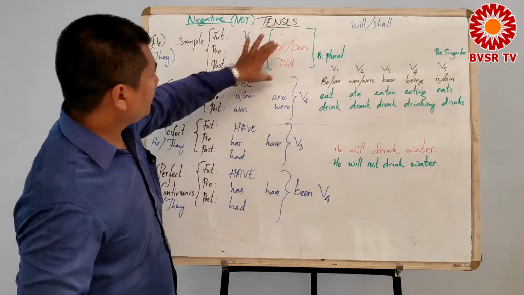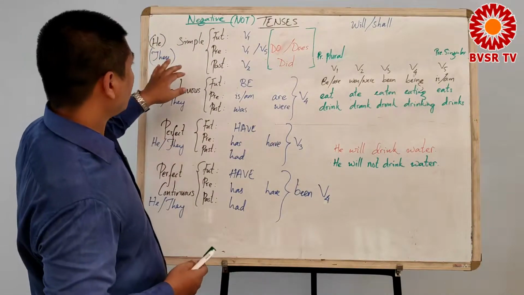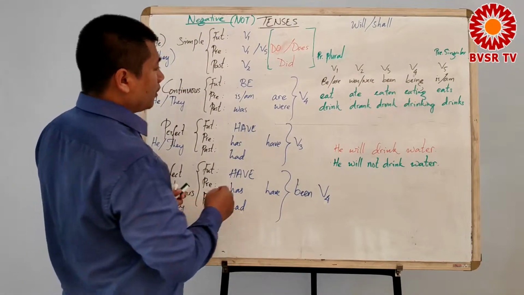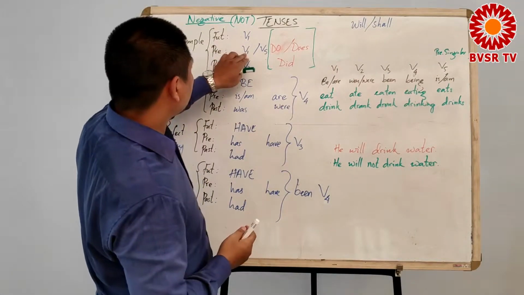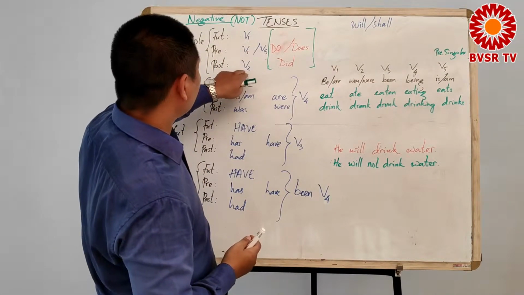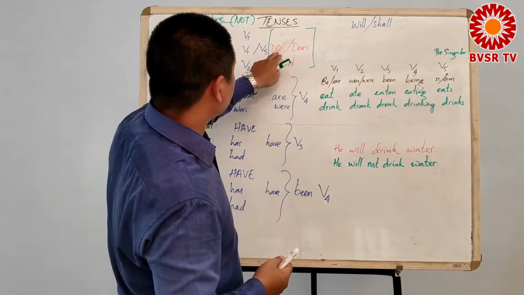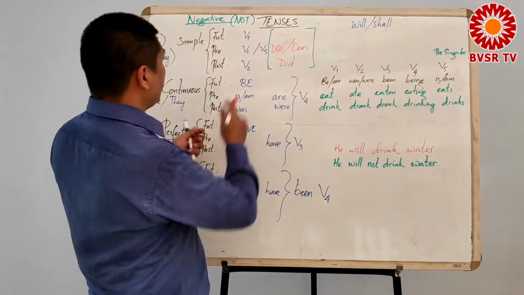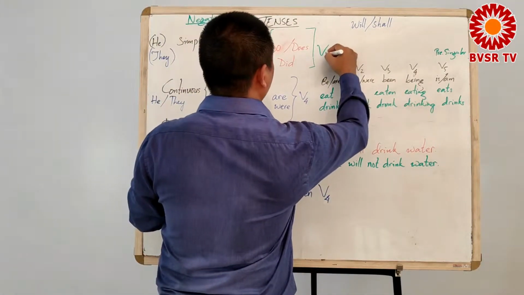Now this we will use in negative sentences, keep in mind. Whenever we use the do family, no matter what, it may be V1 or V5 or V2, in negative sentences, the main verb automatically becomes V1. Keep in mind.